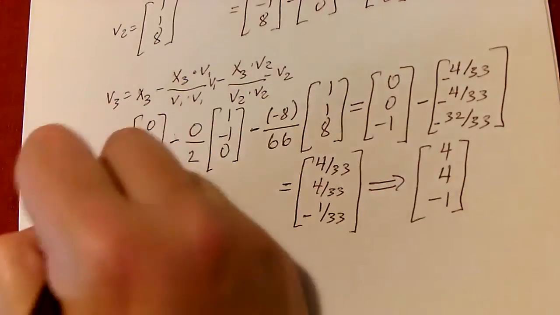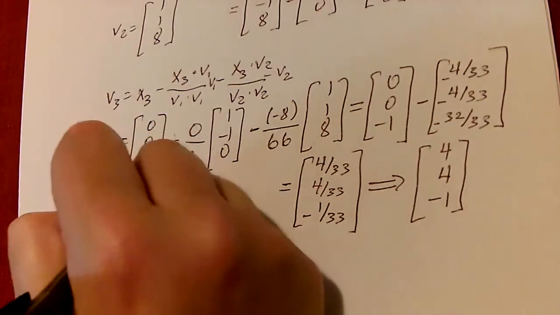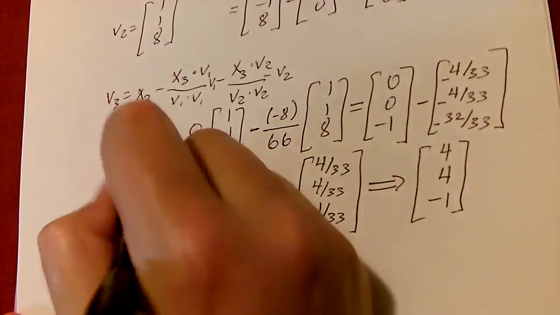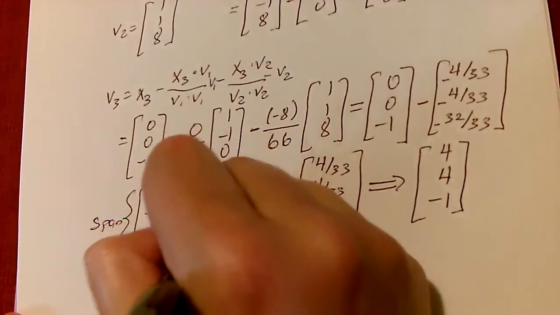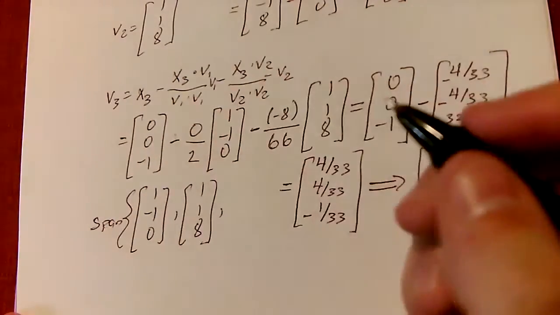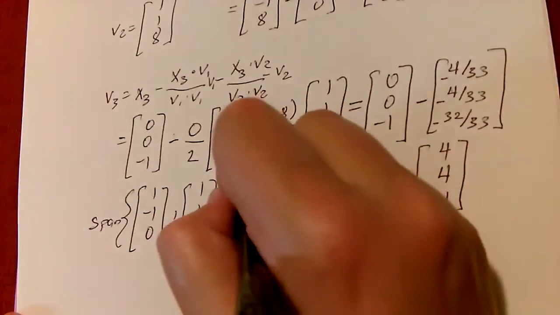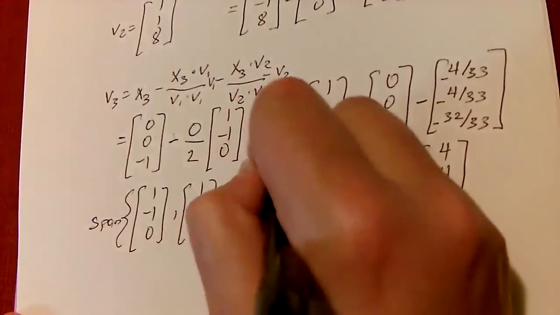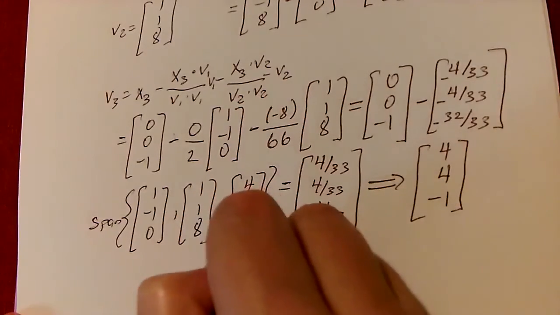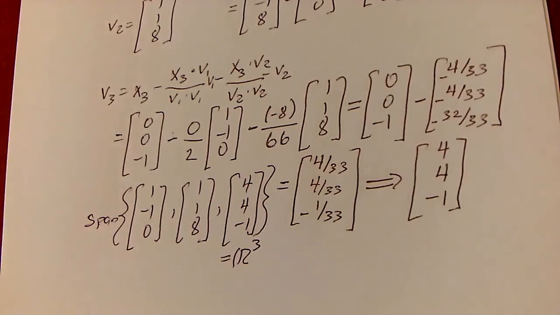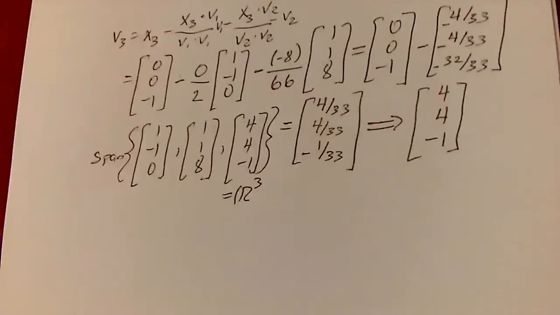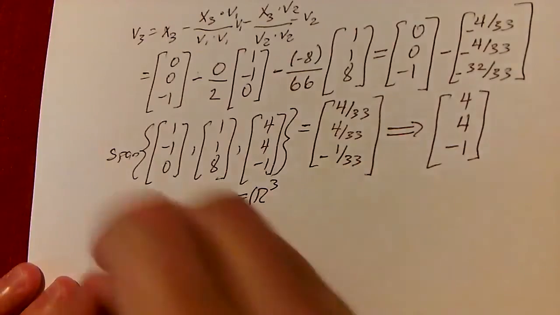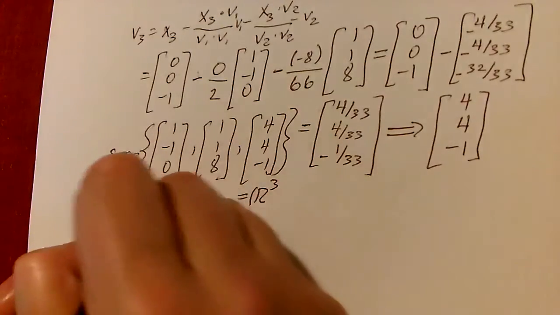Okay, so the span, I have my 3 vectors I found: 1, -1, 0, 1, 1, 8, and then my last one, 4, 4, -1. The span of those vectors gets me R3, just like my original vectors did, but now these 3 vectors are orthogonal. Okay, so I have 3 orthogonal vectors, but in order to find Q, I need to find their norm. So I'm going to divide by their norm.